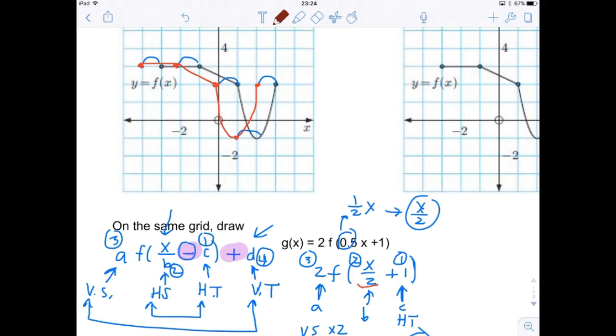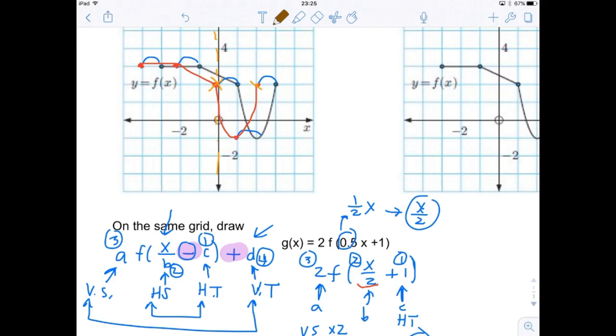If I'm going to do a horizontal stretch by a factor of 2, then I will be taking every single point and moving it twice as far from the y-axis. Since this point is already on the y-axis, we don't need to move it. It's on the y-axis, so doubling the distance from the y-axis is still 0. What about this point here?